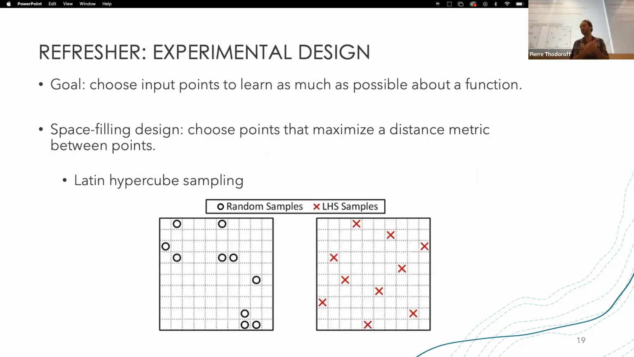Okay, a very quick refresher on experimental design. As I mentioned earlier, the goal is going to be trying to find some input points to learn as much as you can about a specific function. And I think the most used framework is what's called space filling designs. The idea is basically, the first one is you do random sampling. The second level is you create a grid and you try to find points that maximize the distance metric between those points. It's called Latin hypercube sampling. It's one of the most popular ones.